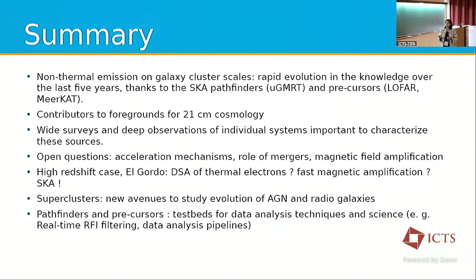We have studied this high redshift cluster Elgato, which is also among the brightest systems, and it is a very promising target for the SKA. And on superclusters, there are new avenues to study the evolution of AGN and radio galaxies by comparing Saraswati to the Shapley supercluster. We are working right now with the pathfinders and precursors, which are testbeds for our data analysis techniques and science. Techniques like real-time RFI filtering and improving the data handling and efficiency of our data analysis pipelines also matter for this study.